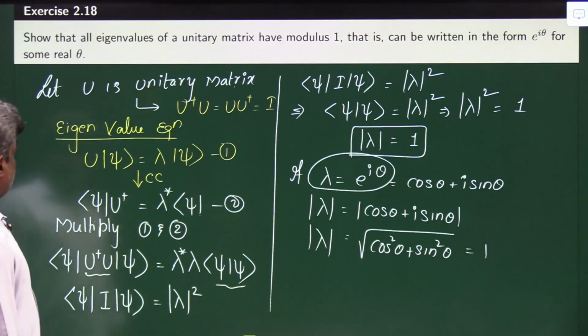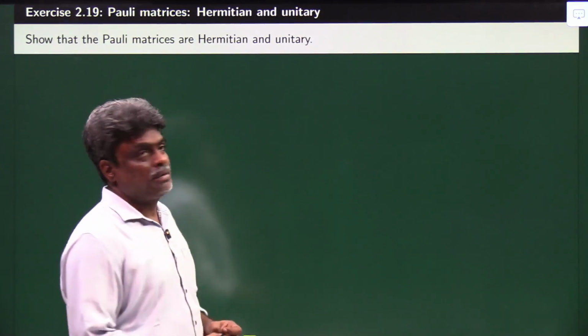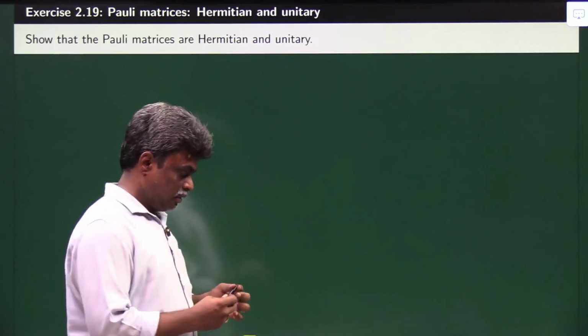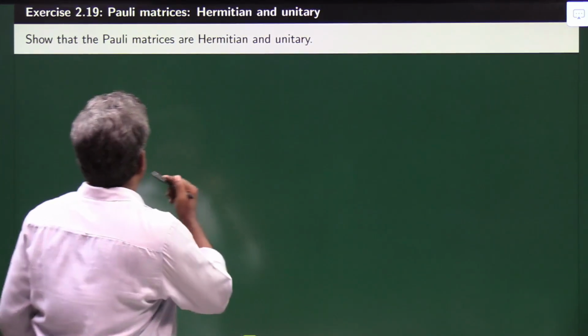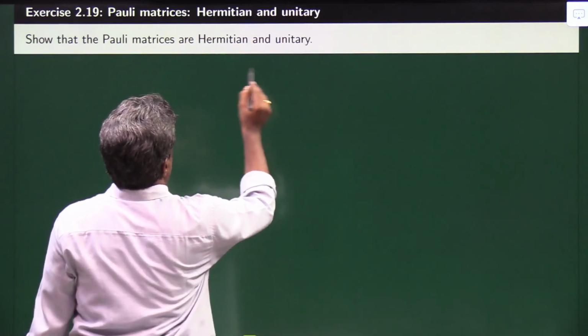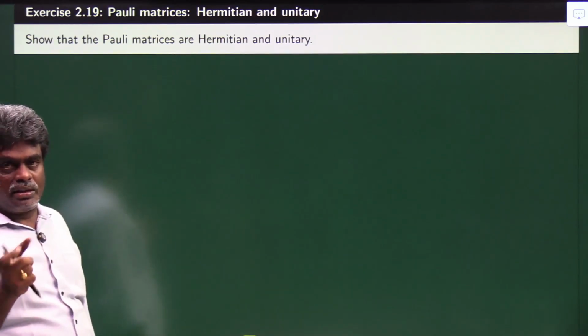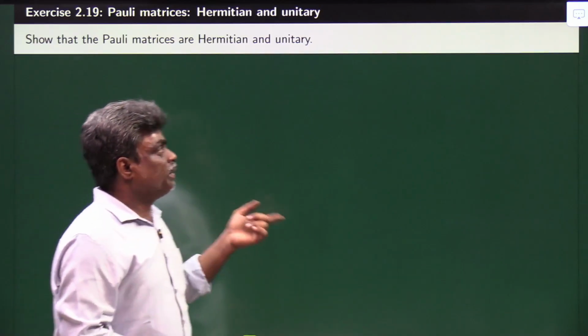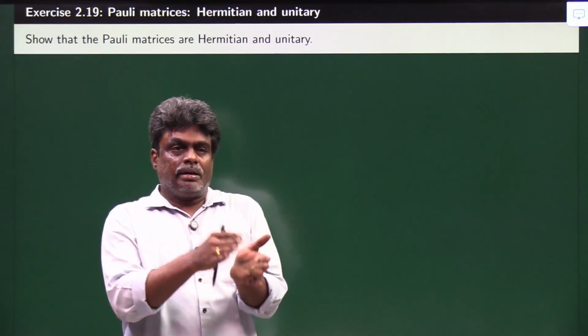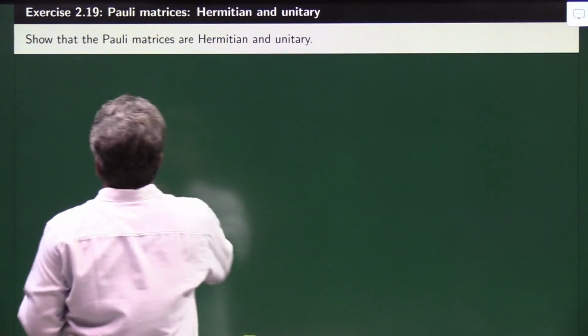So here is our next question. Show that Pauli matrices are Hermitian and unitary. Okay, let us check. Hermitian means self-adjoint, whose dagger is equal to the same matrix, and unitary means the product of the dagger and the matrix should be equal to the identity matrix. Okay, so let us start.